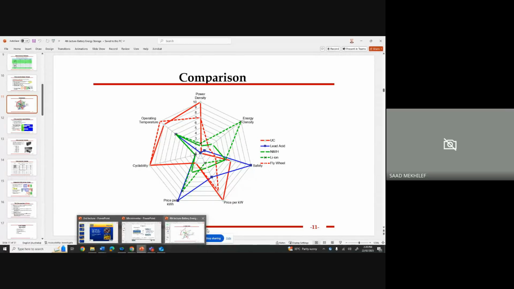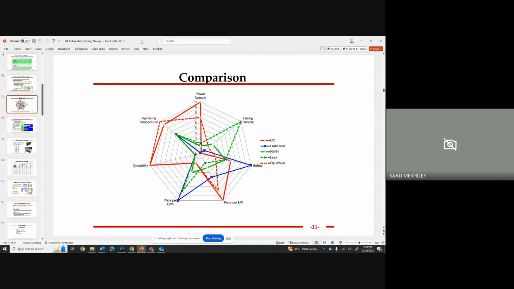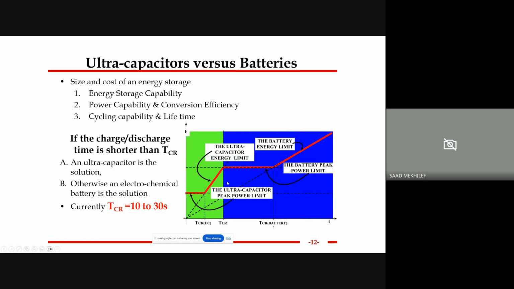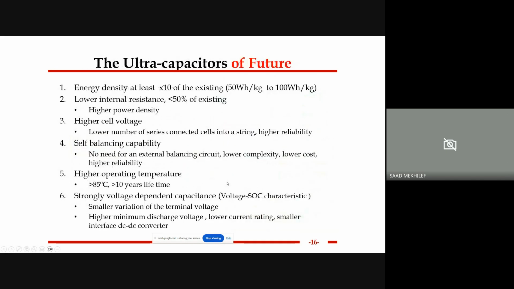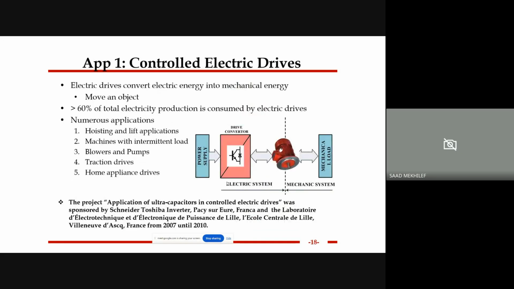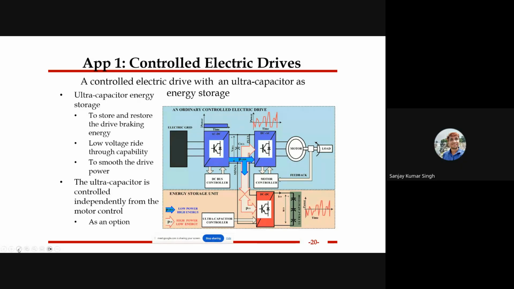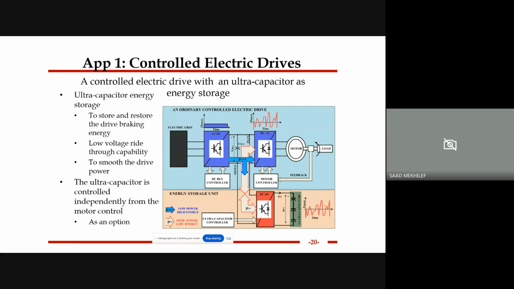Yeah. Okay, I can show you here. Let me present the slideshow. I showed just now an example. I think you may have missed it. So you see here, this is an application. This is the ultra capacitors. Can you see this slide? Yes, sir, I can see that.